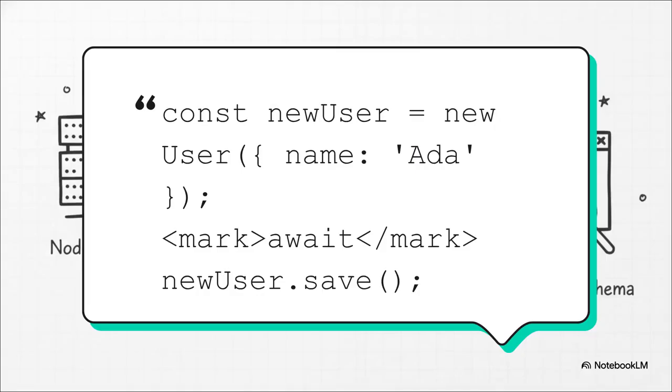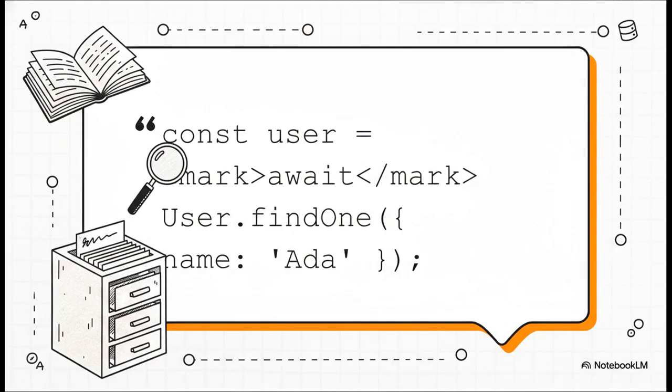Want to create something new? You just make a new instance of your model, like new user, pass in your data, and then call .save, and that's it. Mongoose takes over from there and creates a brand new document in the database, following all the rules from your schema. Need to find something? Easy. You use a method like find_one. You just tell it what you're looking for, like find me a user where the name is Ada. And Mongoose goes and fetches the first thing that matches. It's just like asking that librarian to go find a specific card for you.